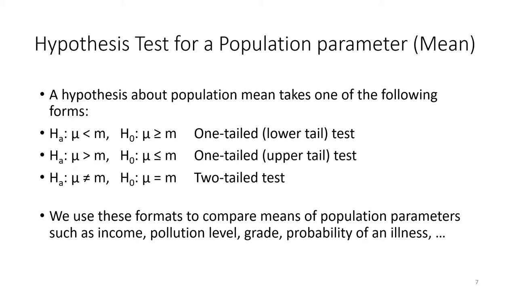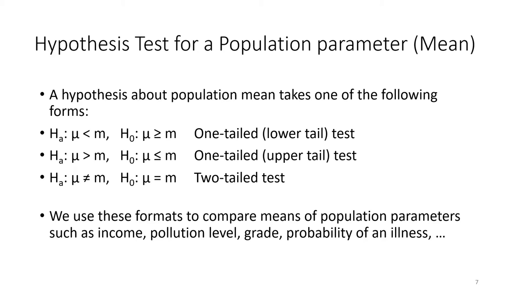The other type of one-tailed test is the upper-tailed test, when we state in the alternative hypothesis that the mean of the population is more than m, more than the given number. In this case, the null hypothesis is that the mean is less than or equal to m. When we don't know the direction, the number could be more than or less than, we have a two-tailed test. In this case, the alternative hypothesis says that the mean of the population is not equal to a given number, and the null hypothesis says it is equal to the given number.